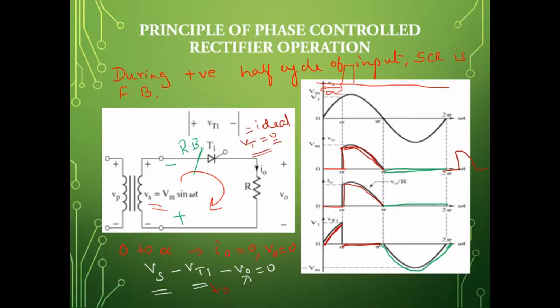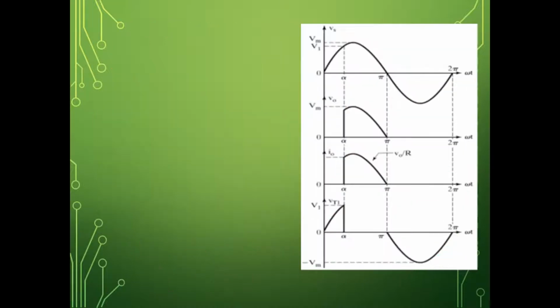So to obtain the expression for average DC output voltage, we will consider the same waveform again. So we'll find the average DC output voltage. So I'll write here, to obtain the expression for average DC output voltage.